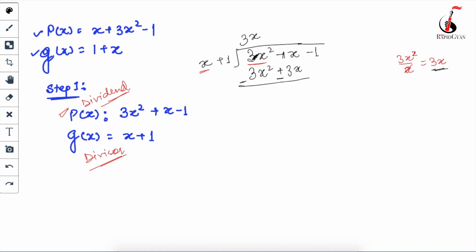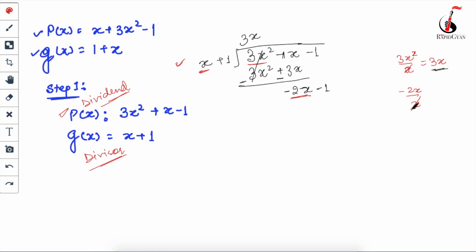minus. So see here, 3x square minus 3x square will give you 0, and x minus 3x will give you minus 2x, correct? Minus of 2x and then minus of 1. Now you will have to do the same step which you followed over here. Take the first term of this and the first term of this, means now you will have to divide minus 2x with x.